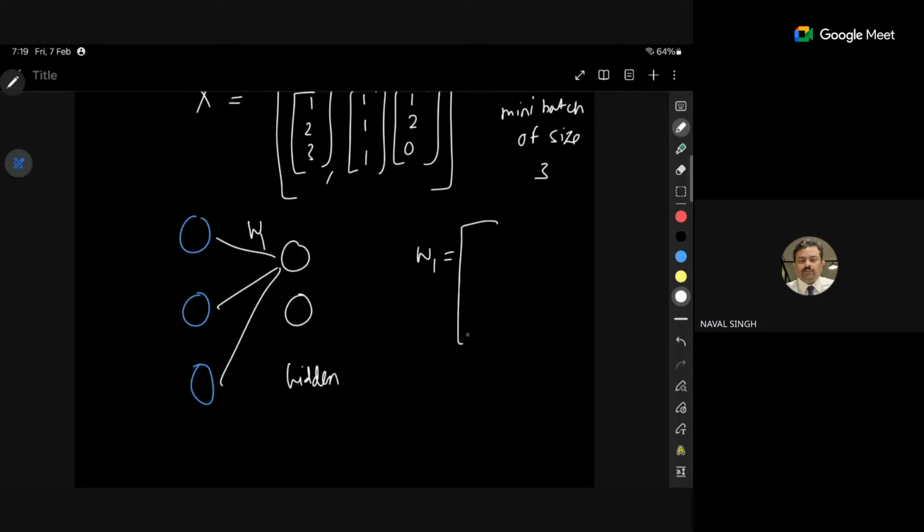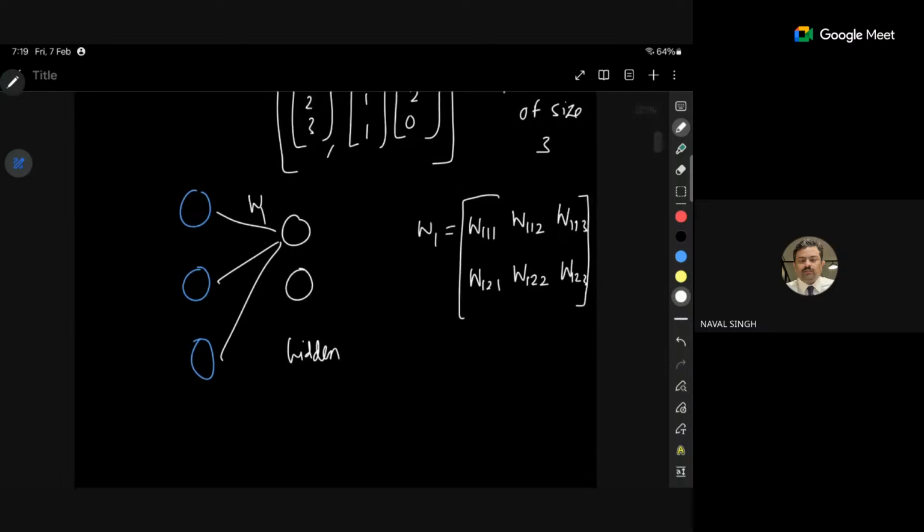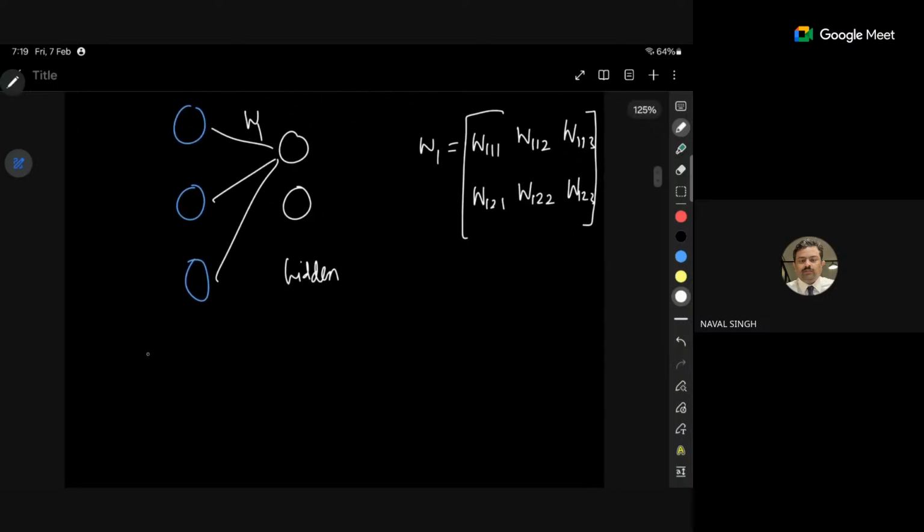So I'll expect that the first neuron will get 3 weights: 1 1, 1 1 2, 1 1 3. Now 1 2 1, 1 2 2, 1 2 3. So these 6 weights will be there. Correct. Now what I have to do is get a z and then apply sigmoid over it, right? So z, and then I'll apply sigmoid over z. Something like that I'll do.